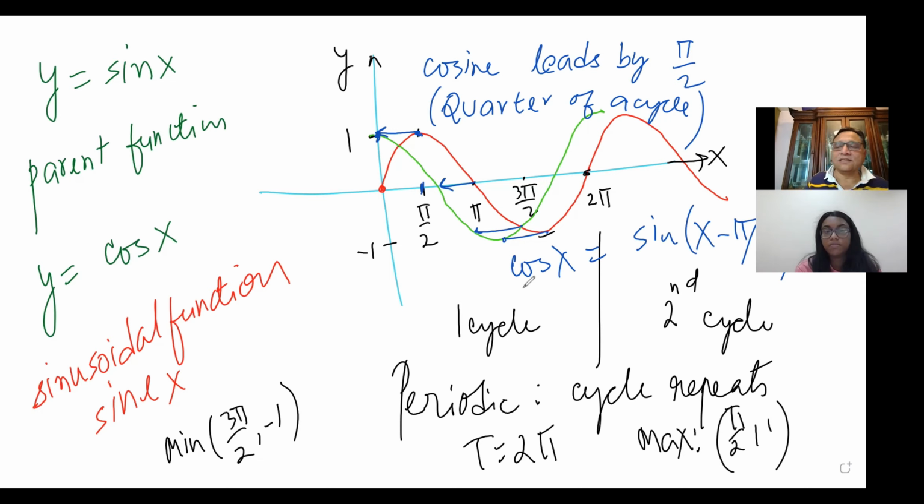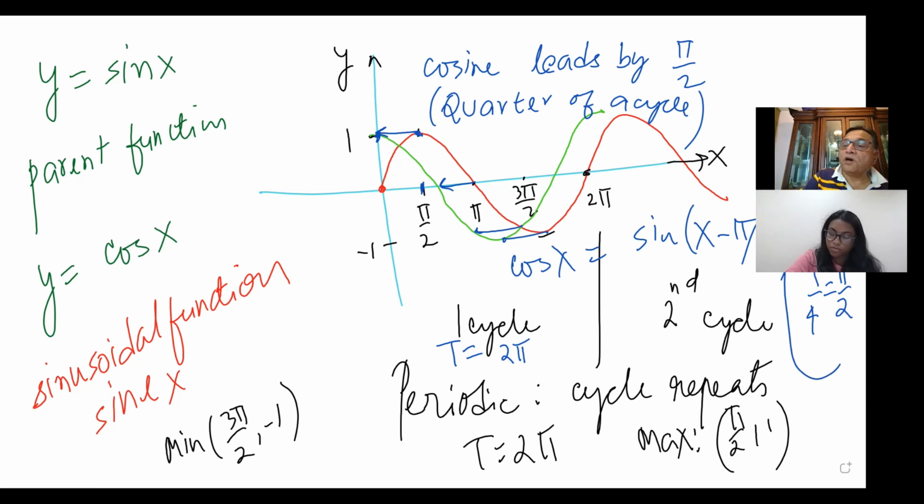One cycle is 2 pi, and pi by 2 is 1/4 of that cycle, correct? So one cycle T equals 2 pi, and what is T by 4? It is pi by 2. Is that clear? 2 pi divided by 4 will give you pi by 2. Is it okay?